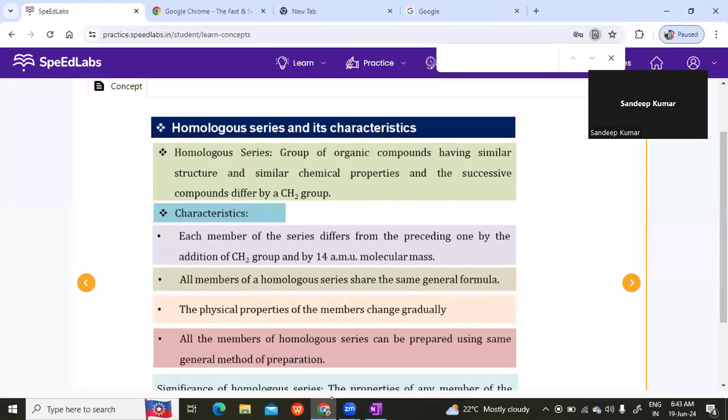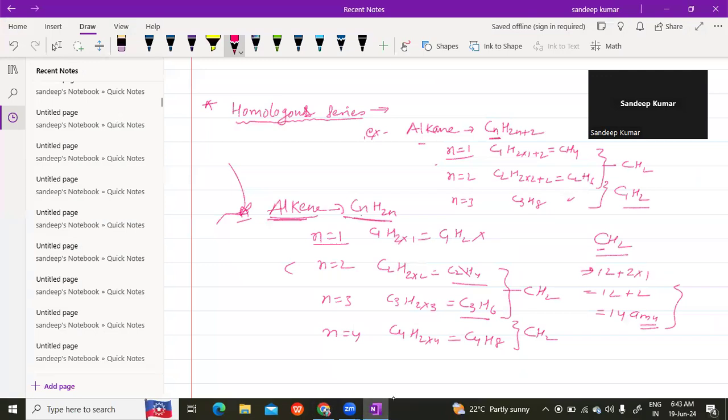Next, all the members of a homologous series share the same general formula. The physical properties of the members change gradually. Physical properties like boiling point and melting point keep on changing, and the state also. For example, in alkanes, the first 4 members, n is equal to 1 to 4, are gases. Next, up to 17 they are liquid, and after 18 they are wax-like solids. Similarly, the physical property will change here also.